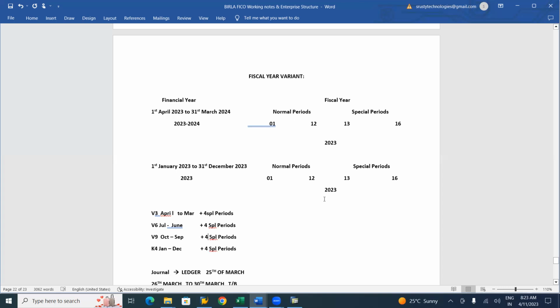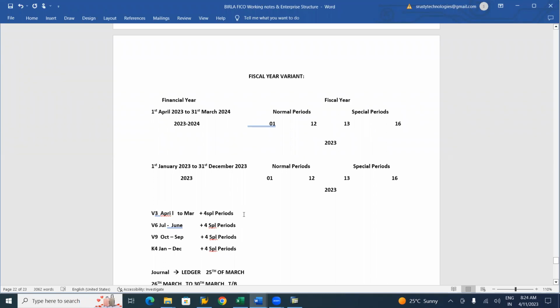So if we want to create a fiscal year variant, 99.9% of companies in real time want to create a fiscal year. What they will do is either follow V3 as it is, take it as their fiscal year variant and continue. That's it. And a few will copy this variant and give it another name.